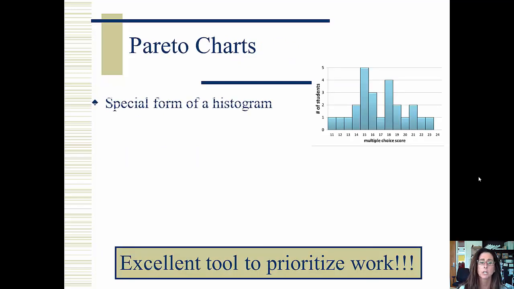First of all, a Pareto chart is a form of a histogram, and what I've shown here is a histogram. It has the categories on the bottom. In this particular example, it has the multiple choice question, and then it has the number of students, the frequency, along the y-axis. So we'll say this is the number of students that got the question wrong. So for example, question number 15, 5 students got it wrong. So again, we have categories at the bottom, and then frequency of occurrence of that category along the y-axis.